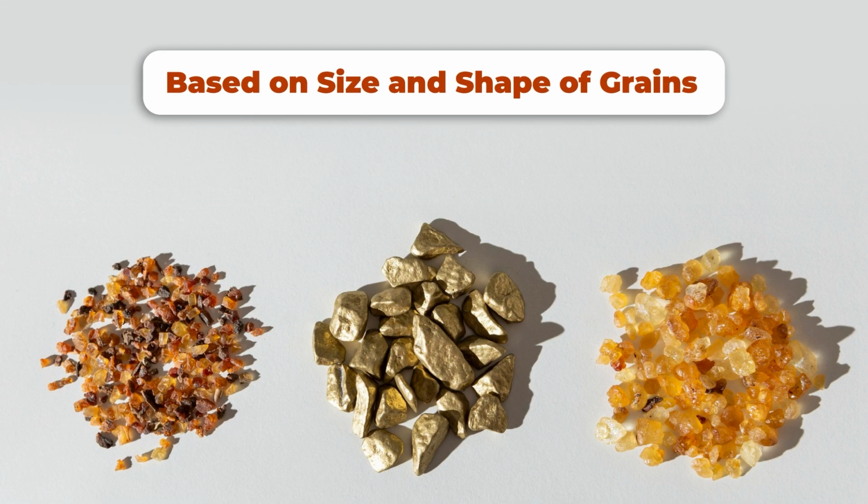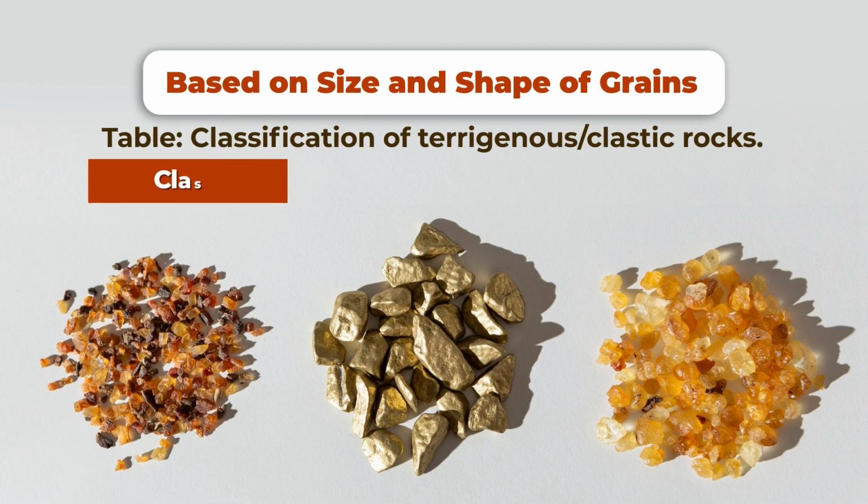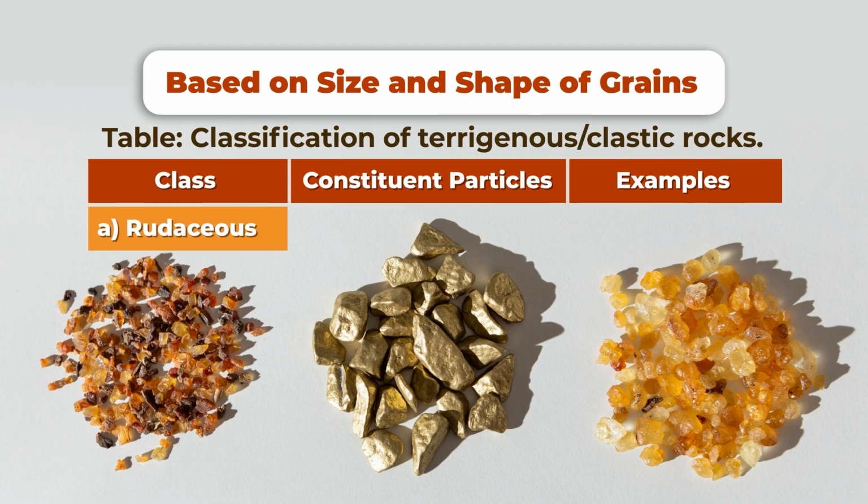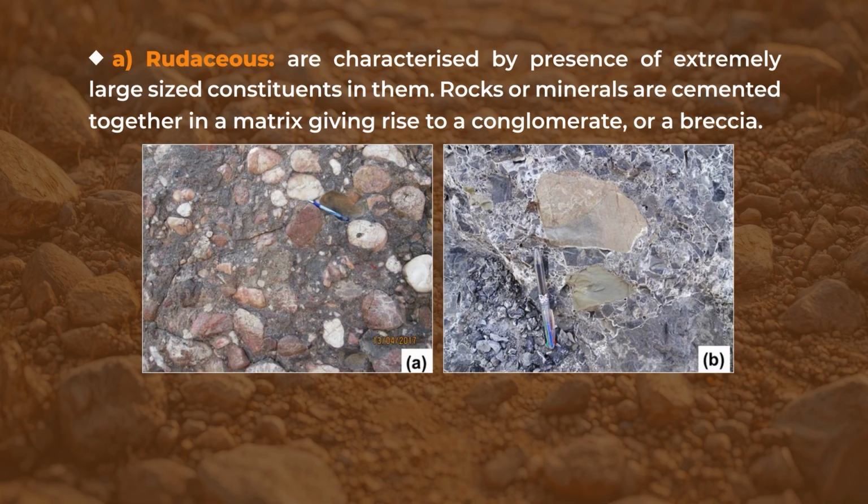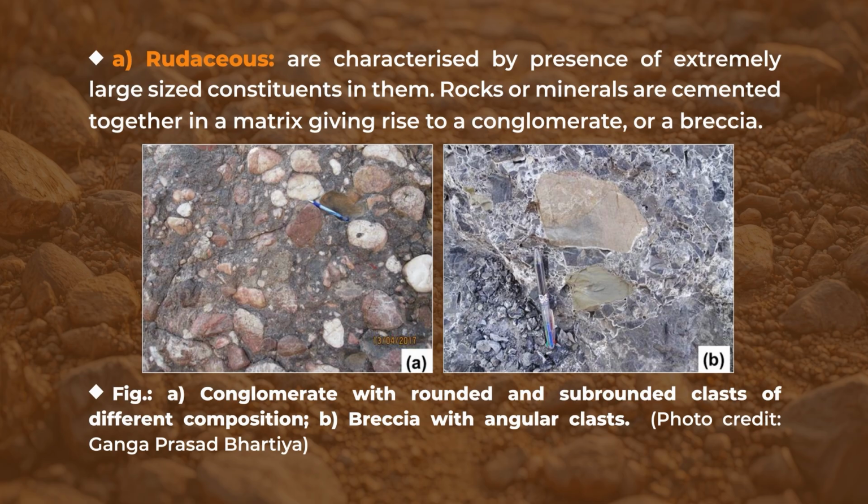Based on size and shape of grains, we can classify the clastic rocks into classes: rudaceous, arenaceous and argillaceous. These classes depend upon the constituent particles, and this is rudaceous. Here you can see the field photographs of conglomerate and breccia. Rudaceous rocks are characterized by extremely large size constituents, and rocks or minerals are cemented together in a matrix that gives rise to conglomerate and breccia. In the field photographs you can differentiate that conglomerates have rounded and sub-rounded clasts, and breccia has angular clasts.